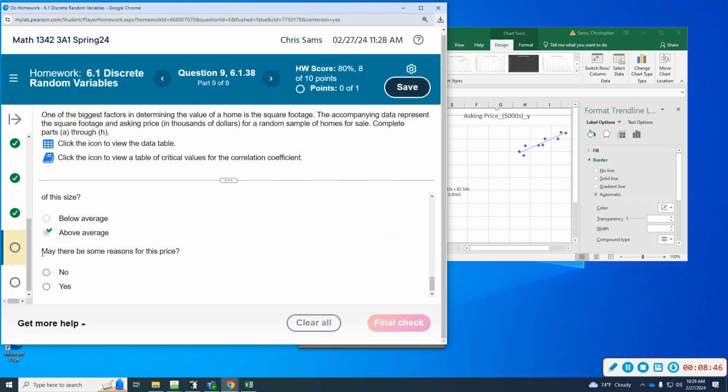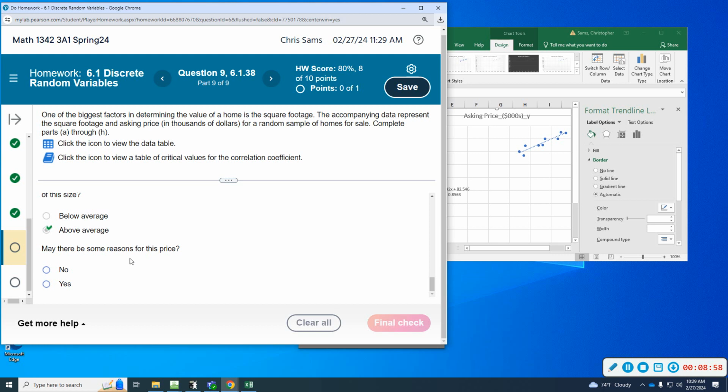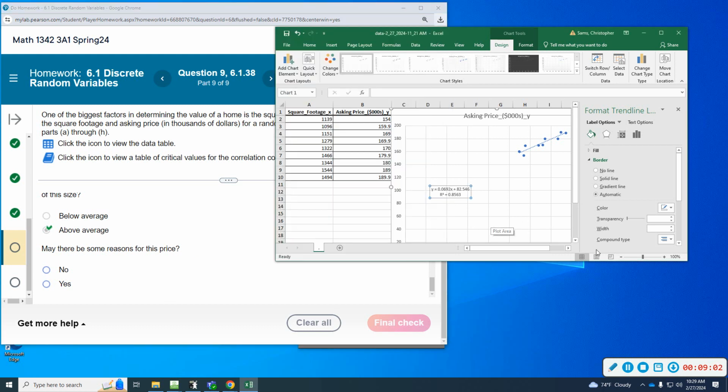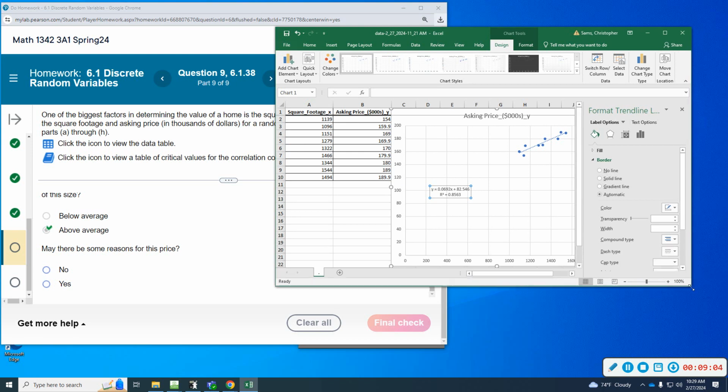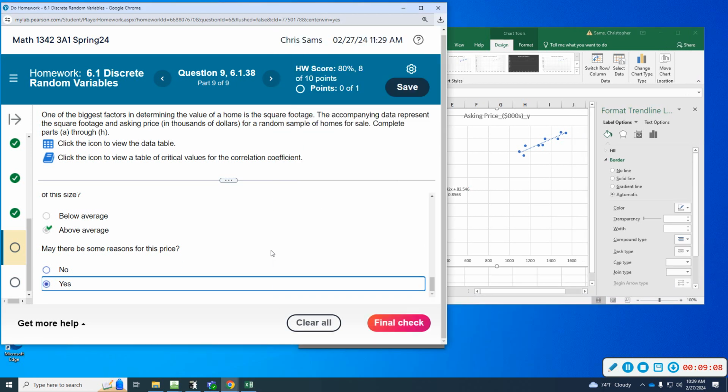And may there be some reasons for this price? Yes. Seems like a very vague question. But yes, the house could be in a different neighborhood. You know, square footage is not the main thing that affects the price of a home. So the area, the upkeep, there's different things. So may there be some reasons? Very vague. Yes, there may be some reasons.